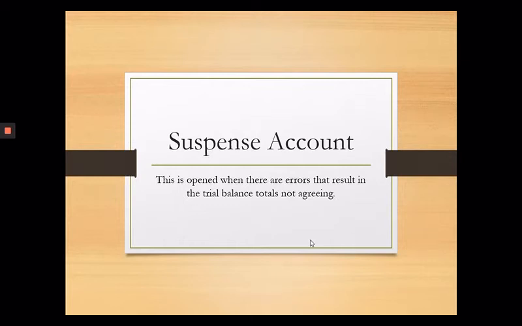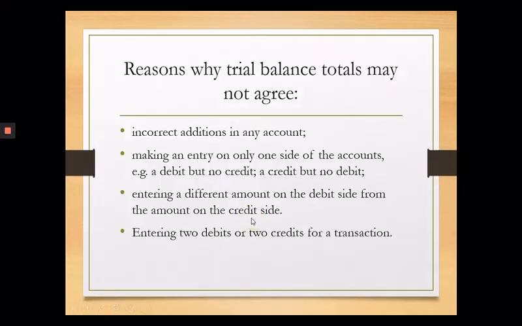So in this video tutorial, we are going to be talking about errors that result in the trial balance totals not agreeing, resulting in us creating a suspense account. A suspense account is opened when there are errors that result in the trial balance totals not agreeing. The trial balance is the debit and the credit totals, and these two totals should agree, that is, they should be the same. And if they are not the same, then the suspense account is created.